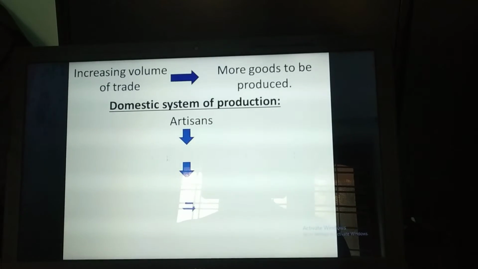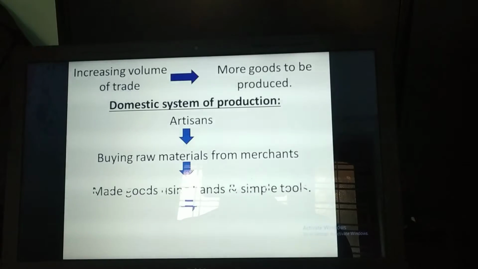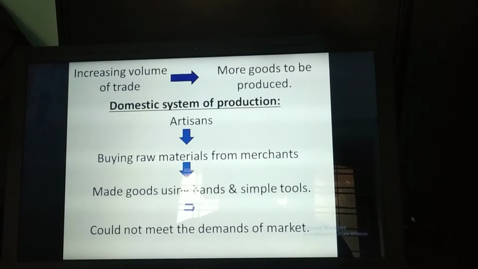It means the artisans buy the raw materials from the merchants and make goods using their hands and simple tools. And what was the negative side of it? What was its drawback? The drawback of this particular system was that it could not meet the demands of the market. As I said, there was an increase in the trade, so more goods had to be produced. The artisans made the goods by using hands and simple tools, and the drawback was that it could not meet the demands of the market.